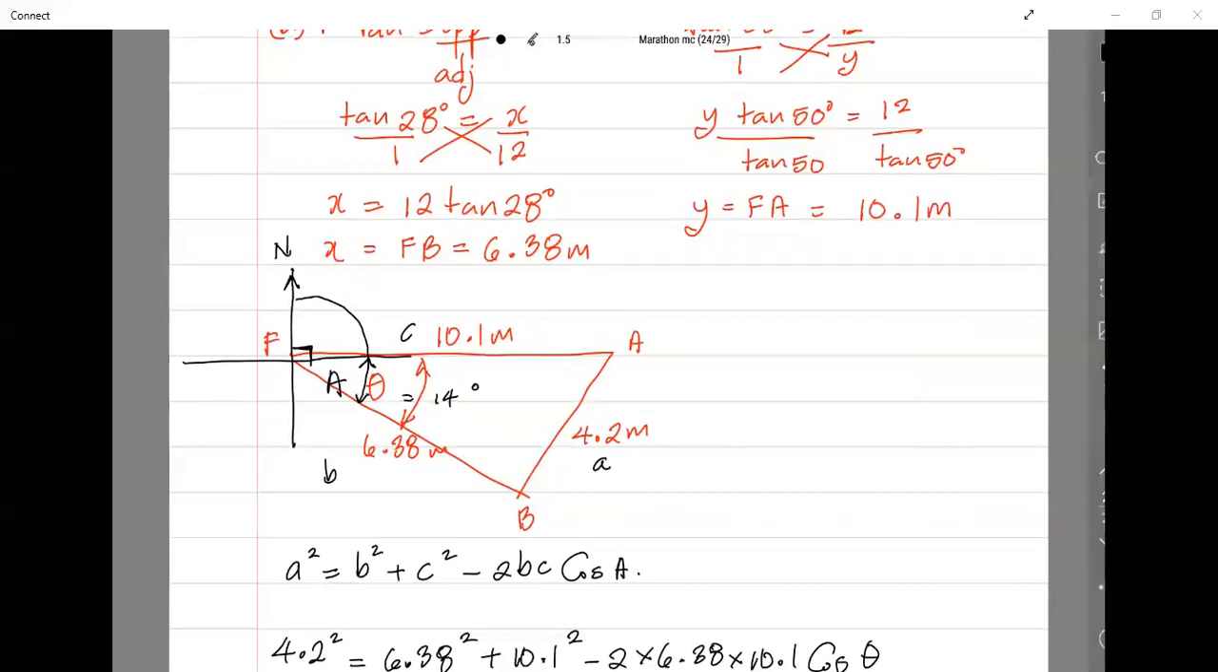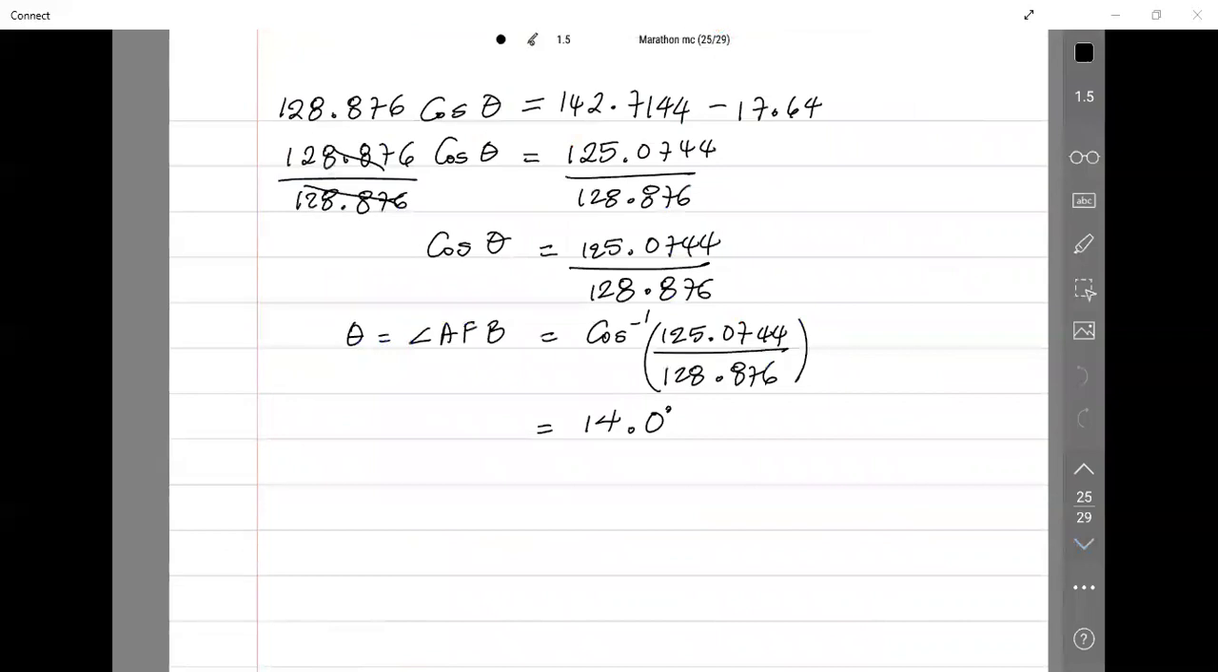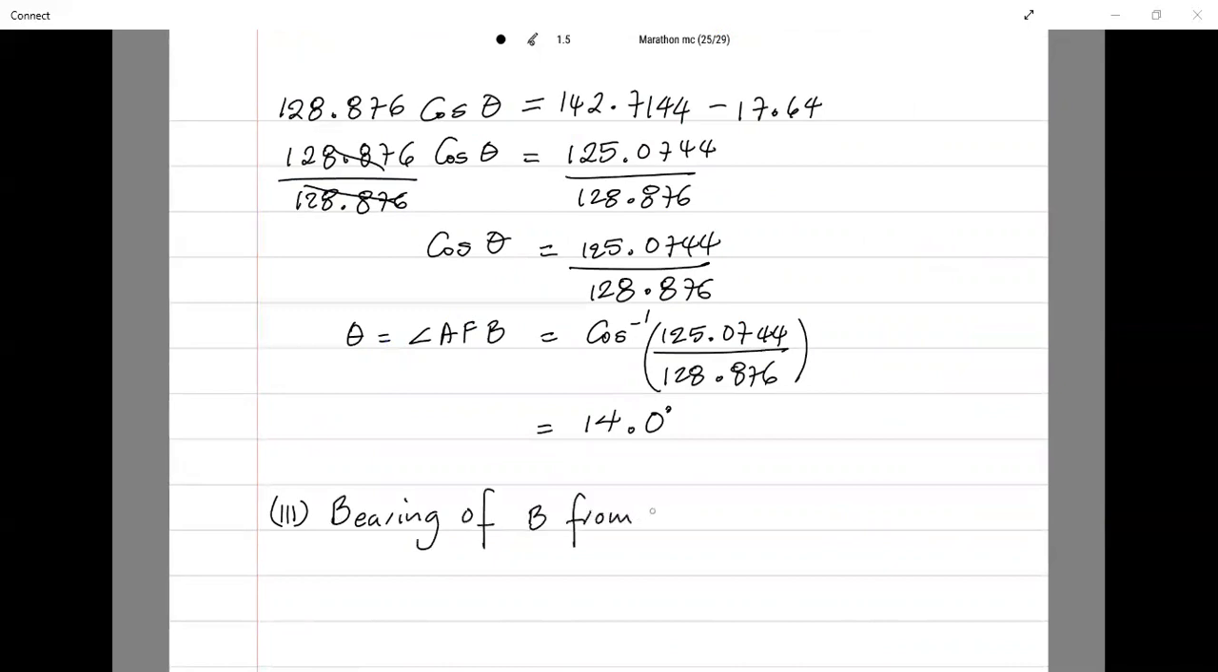So I can simply say, let's go to the next page, A triple I, the bearing of B from F is equal to 90 plus 14 is equal to 104 degrees. So as I said, we have to make an assumption in order to do the question, because personally, I don't think that we had enough information. If I'm wrong, I guess somebody can always correct me.